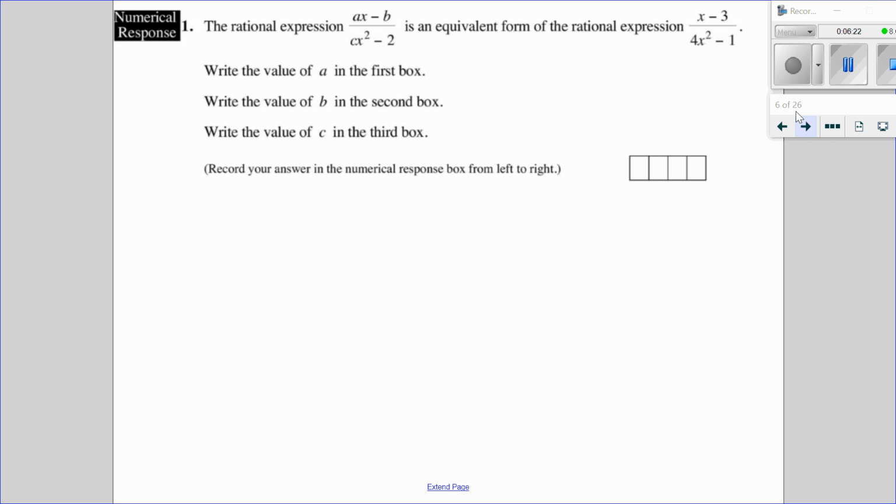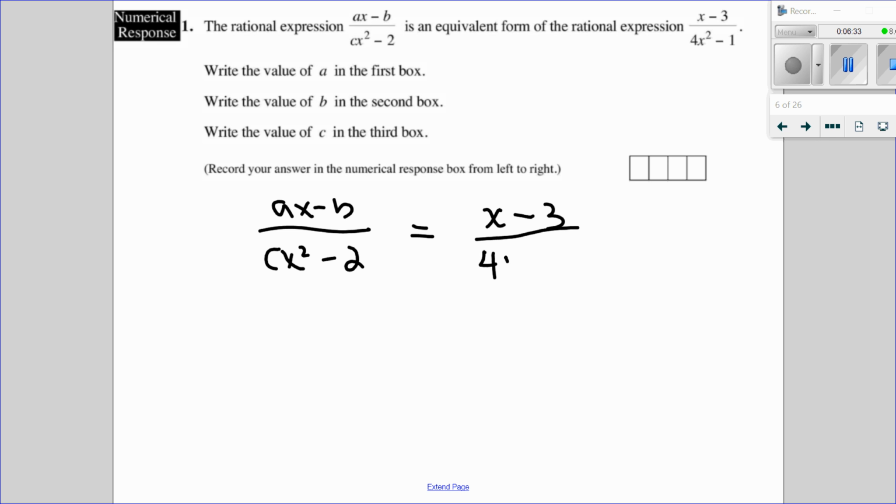Okay, numeric response 1. The rational expression ax minus b over cx squared minus 2 is equal to x minus 3 over 4x squared minus 1. So I want to find the values of a, b, and c. So what I'm going to look for, really the only thing I can look for is my numbers, because that's the only thing that has not changed. It's still just a number.